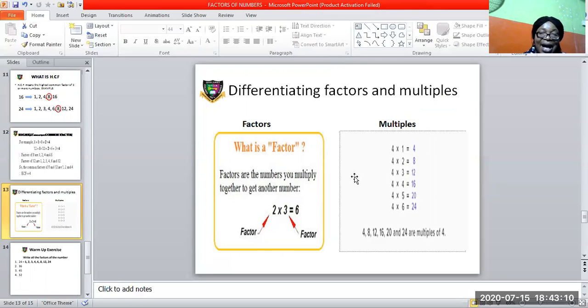The factors are the numbers you multiply. Any number you multiply to get another number, those numbers that are multiplied are the factors. But the number you get as an answer is called the multiple. Are we together? I hope you got that. Beautiful.